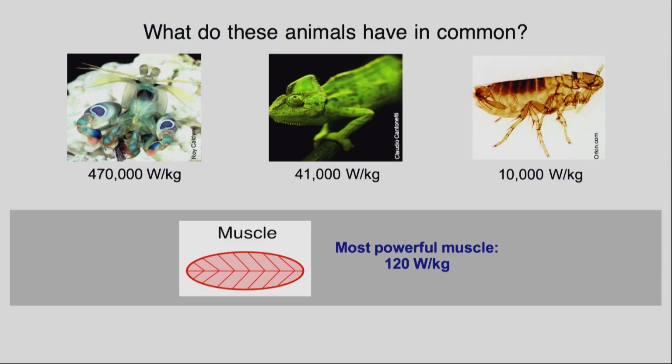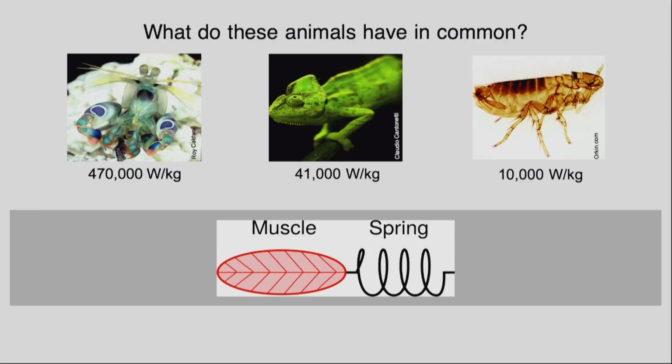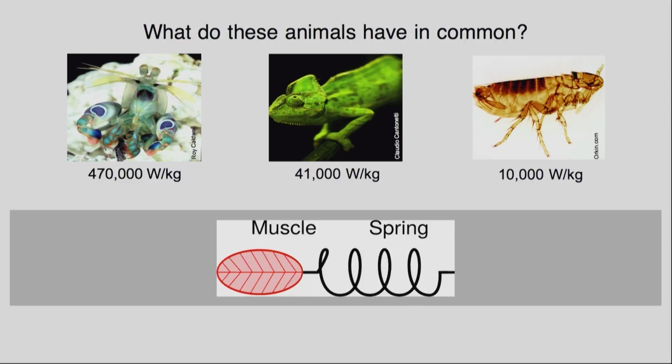And the reason they're able to generate these extremely powerful movements is because they use not only a muscle, but a muscle connected to a spring. So the muscle contracts very slowly, it stretches the spring, elastic energy is stored in the spring, and now that energy in the spring can be used almost instantaneously to power these movements.